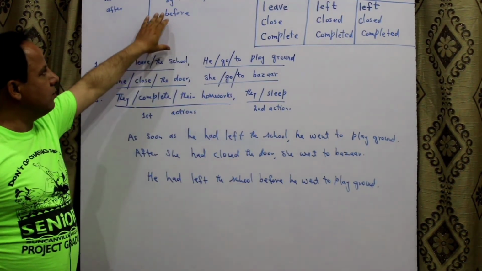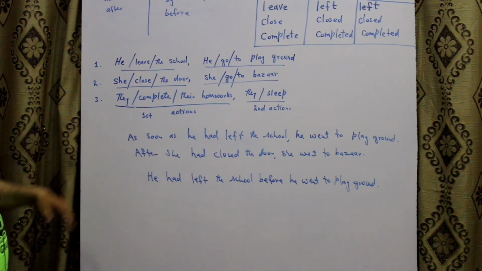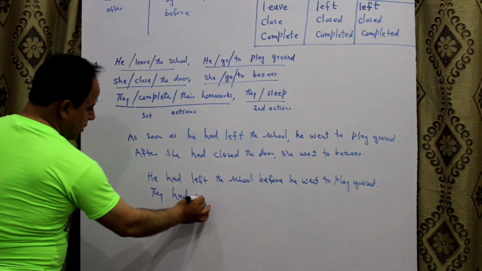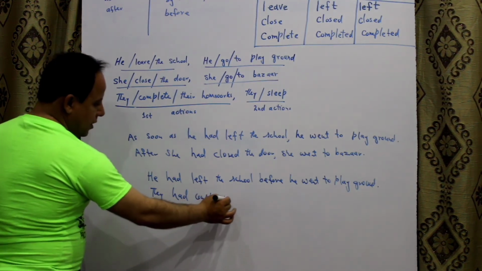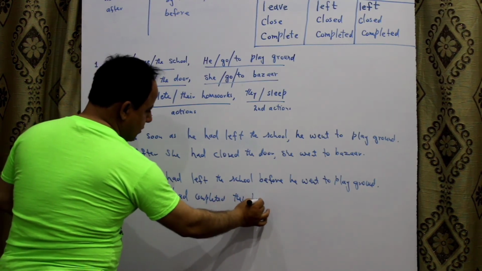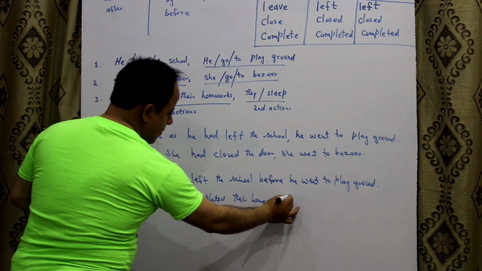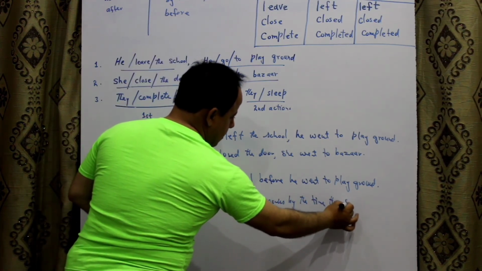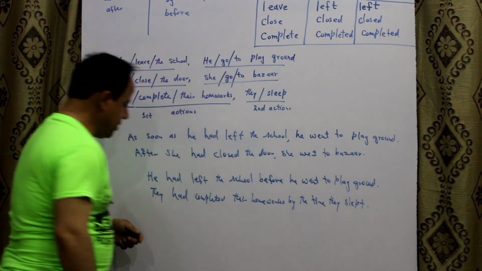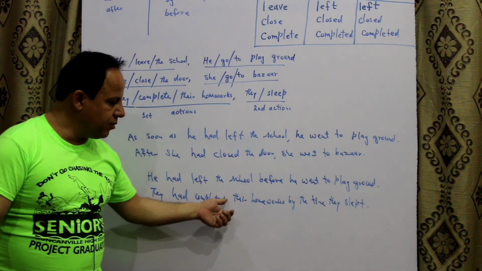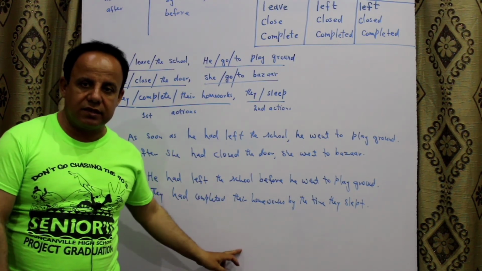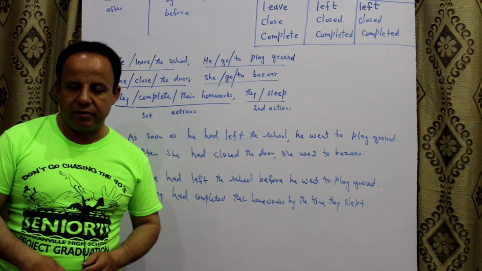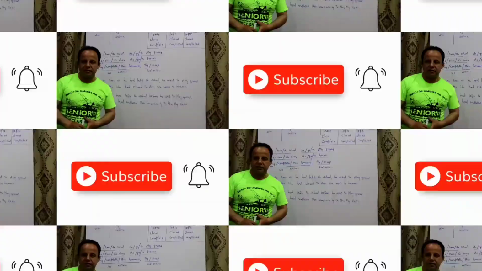Now you can make a sentence with by the time as well. Example: they had completed their homeworks by the time they slept. It means they had completed their homeworks before they slept. It means when they slept, they had completed their homeworks. Hope you understood the tenses. You can make many more sentences by yourself in order to understand this tense. Thank you. See you next time.